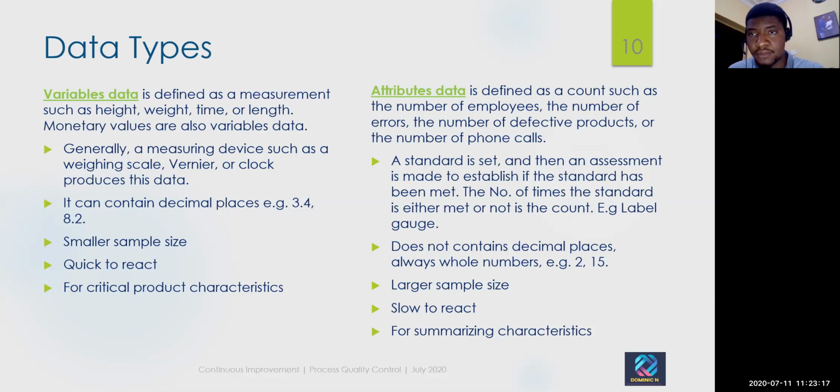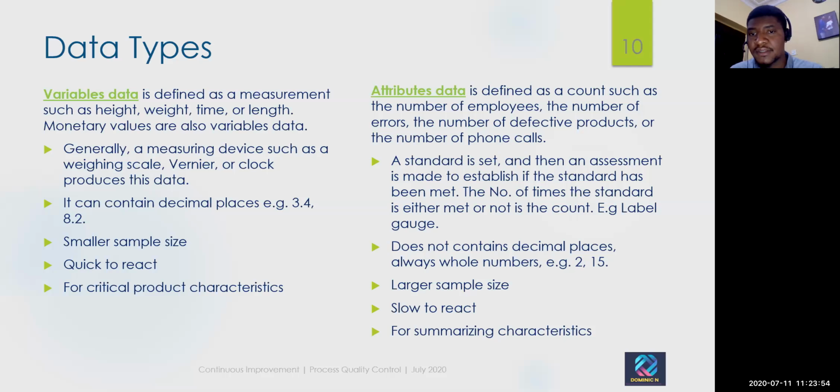Okay, so for us to better go into this course proper, you need to understand what a variable data is and what an attribute data is, because this is what we control in systems. Variable data is something you can measure, like height, wait time. Then decimal places, the sample sizes are smaller. It's easier for you to react when you have this. It's critical for product characteristics. That is how you define your specs. You say the bulk density is 400 to 500.6. It works with decimals. Or the weight of your product is 26 gram or 100 gram.